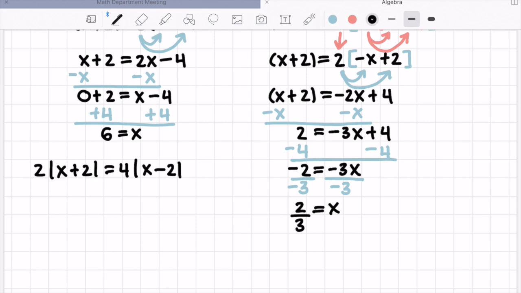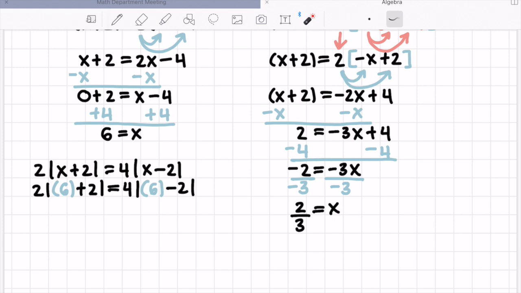The first thing I'm going to do is substitute x for 6. So when I do that, I get 2, and then parentheses 6 inside, and then I add 2. The next one I have is parentheses 6, and I subtract 2, and I close those absolute values. And then the next step is to solve anything that's inside my absolute value. So I see here that 6 plus 2 is going to give me 8. And then I drop everything else down.